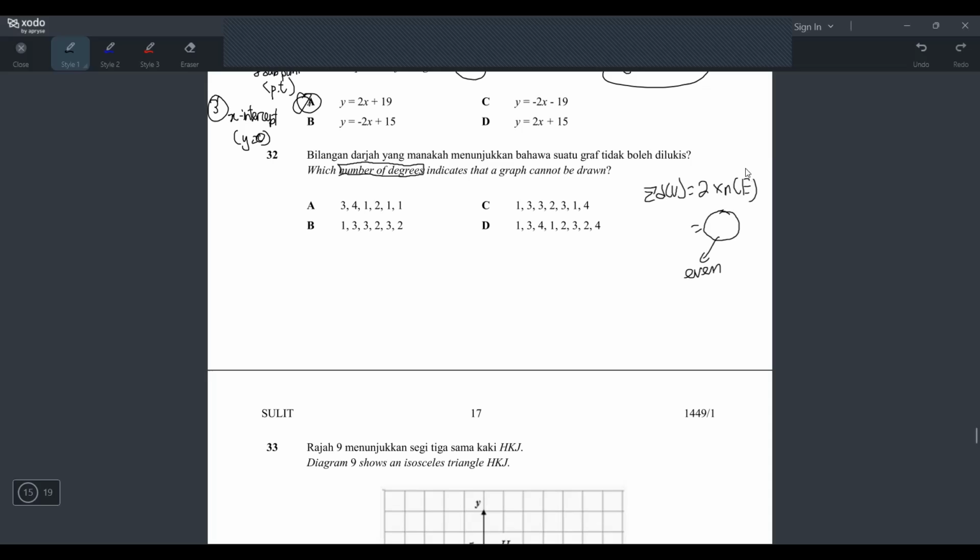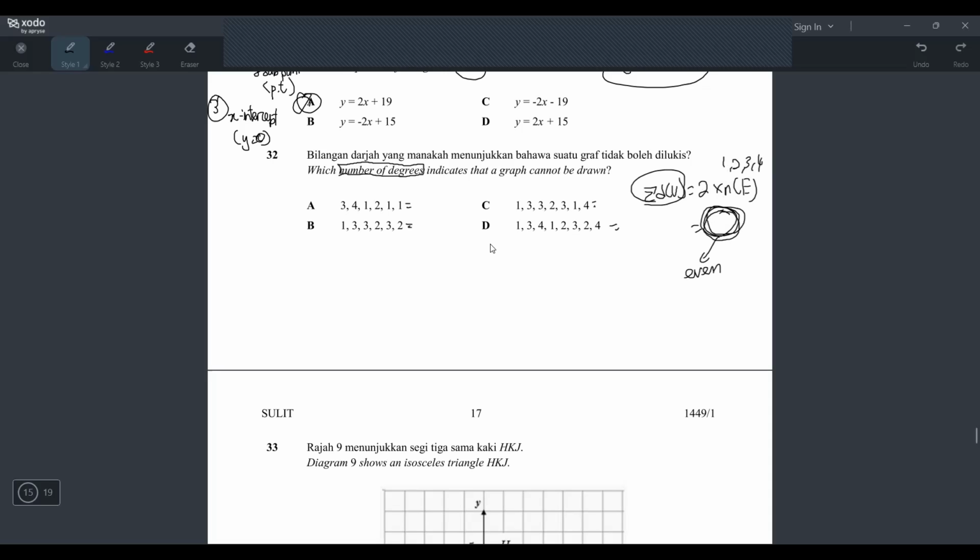You can try 1, 2, 3, 4. Okay, 1 times 2 is 2, even number. 2 times 2 is 4, even number. 3 times 2 is 6, even number. Any number times 2 is even. That's why the sum of degrees of vertices is forever an even number. Like that. Okay, so just find the sum and see which one is an even number. Then that one is the answer.